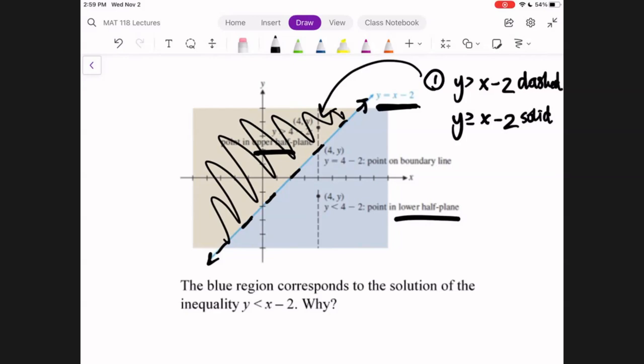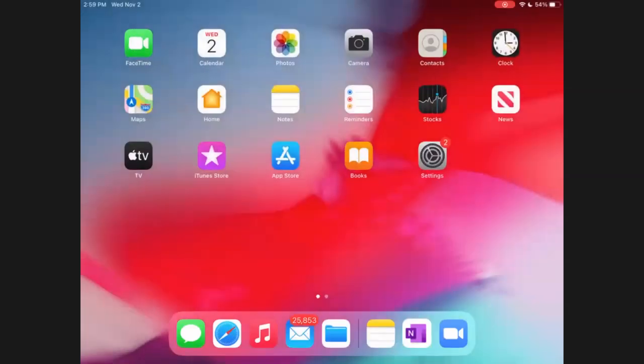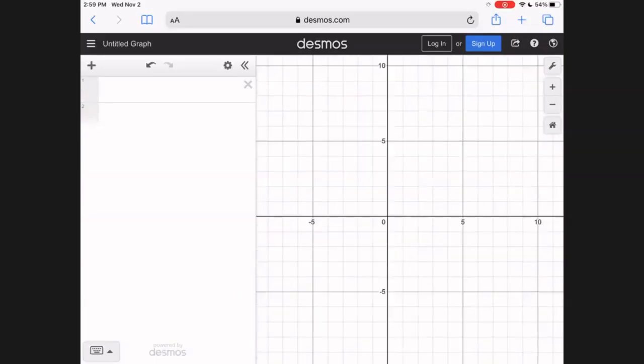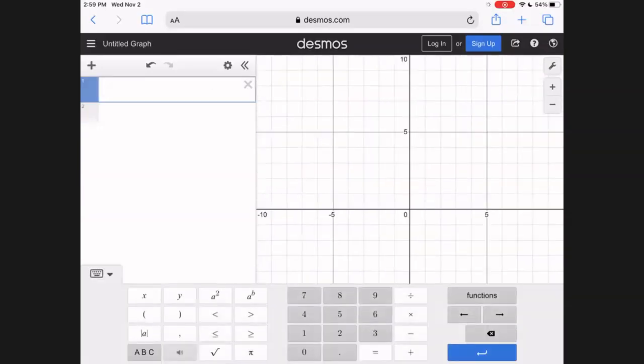And then if you had the second one here, greater than or equal to, 1 and 2 look very similar. 1 has a dashed line, 2 would have a solid line. And we can look at the difference of those in Desmos. Okay. So for instance, let's just say I type in the first thing in Desmos. Let's go to Desmos. Let's reset our window with the home button there. And let's type in y.